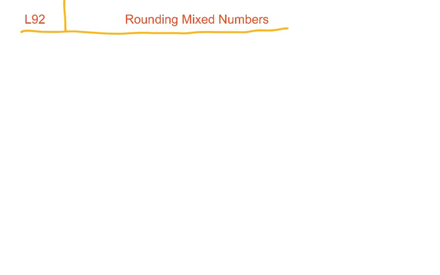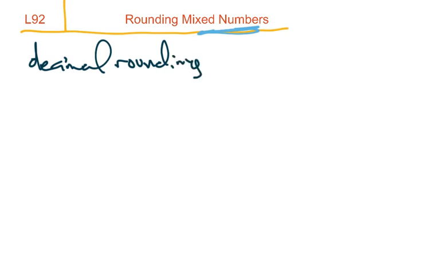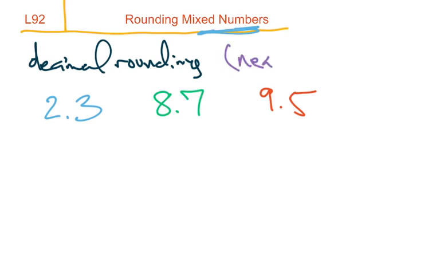So before we get into rounding mixed numbers, which is not something we've done much before, we do want to review our ideas behind decimal rounding, which is something that we teach kids earlier on. So let's take certain numbers. Let's say I had 2 and 3/10, 8 and 7/10, and 9 and 5/10. Now, if you remember from rounding decimals, let's say they want us to round each of these to the nearest whole, or the nearest ones place value, right?